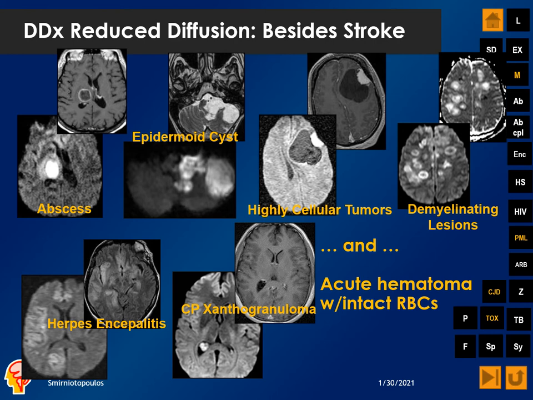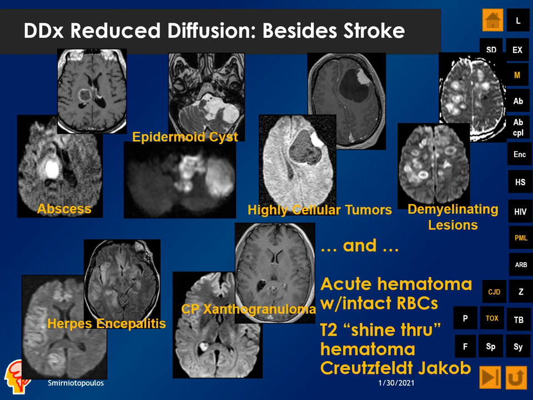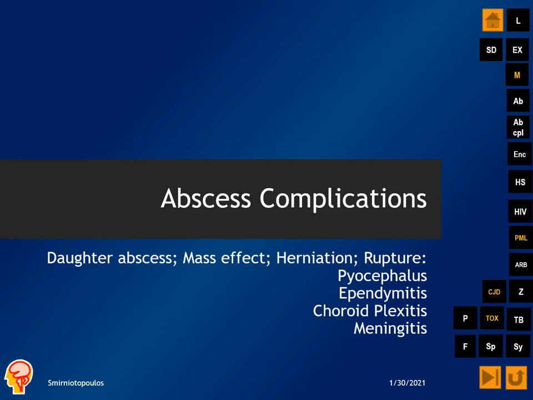Also remember that an acute hematoma with intact red cells is going to have restricted diffusion, and always be careful to think about T2 shine through that can occur with a hematoma. You can also have restricted diffusion with Creutzfeldt-Jakob disease. We must be careful to watch for the complications of abscesses: the formation of daughter abscesses, mass effect, herniation, and rupture of the abscess causing pyocephalus, ependymitis, choroid plexitis, and possibly secondary meningitis.